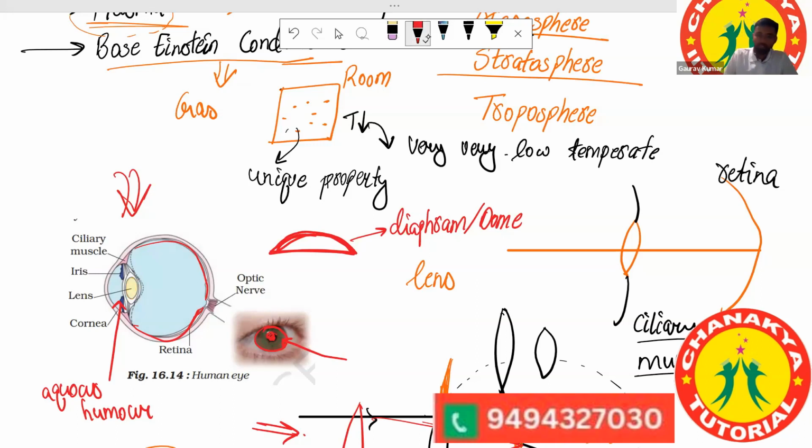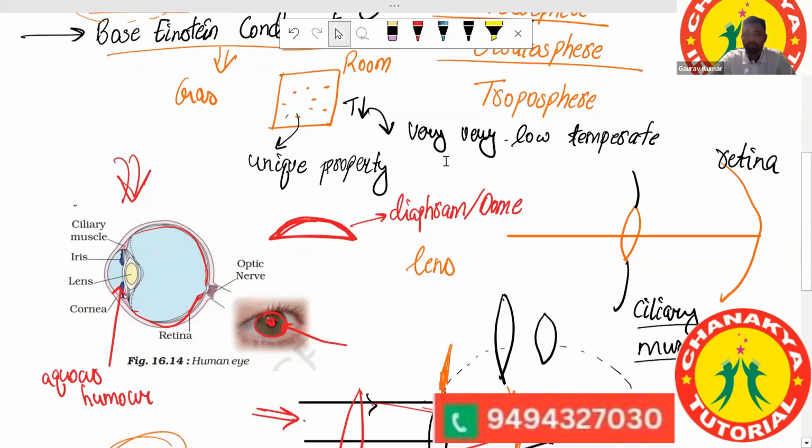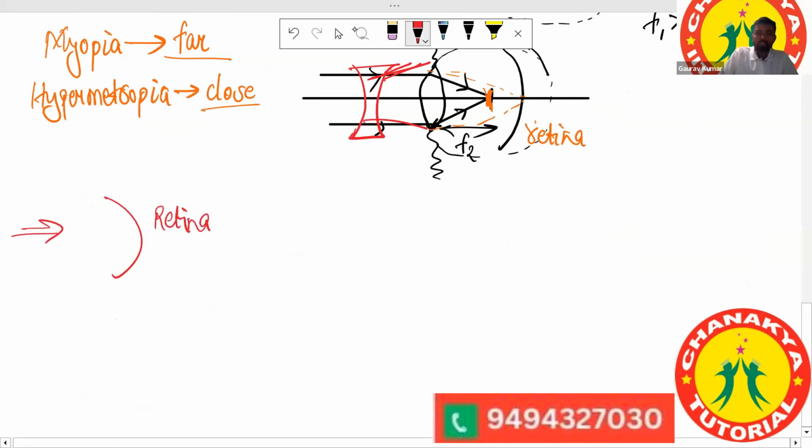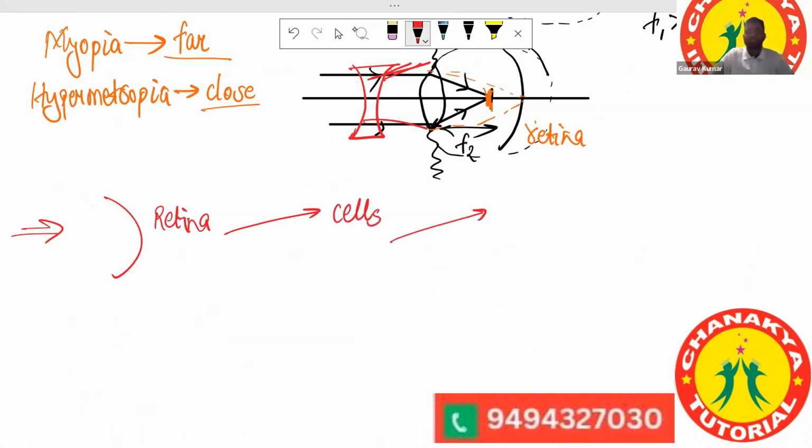I have explained how the lens works and what is the work of the ciliary muscle. And then inside there is the retina, and it has different kinds of cells. These cells are of two types. One is cones and the other is rods. Do you know what are rods and cones?